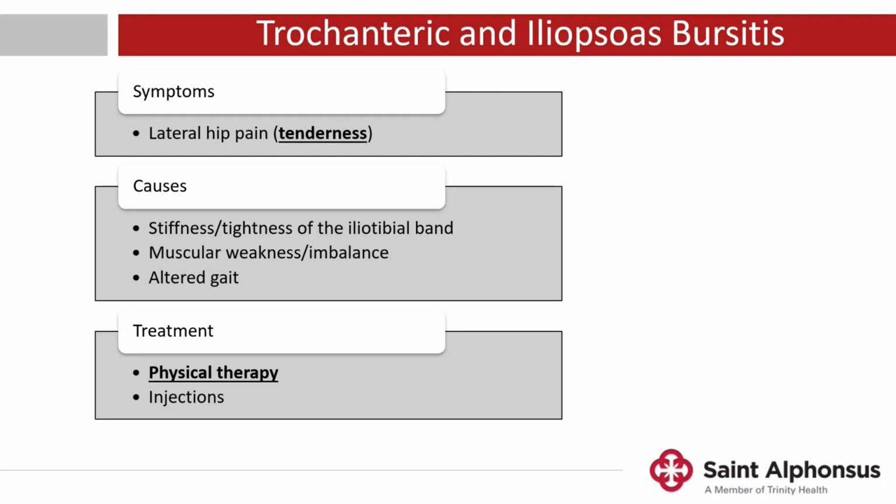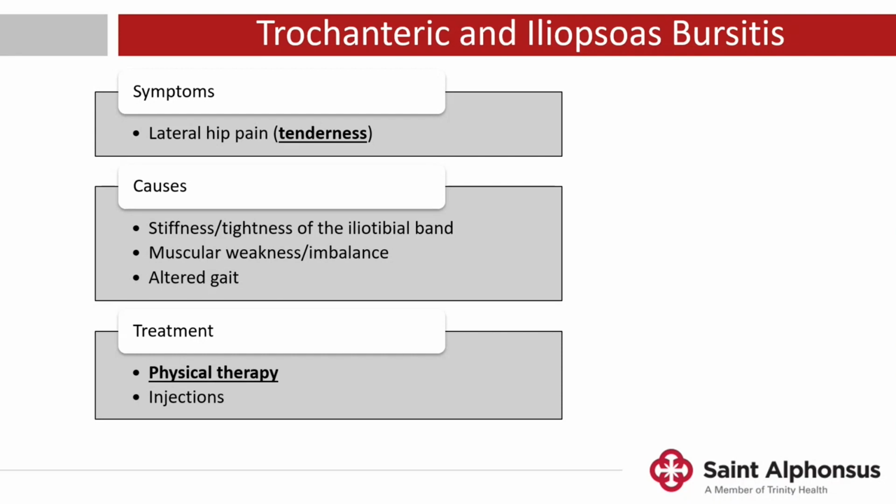This is caused by stiffness or tightness of the iliotibial band, which is a large tendon-like structure that goes on the outside of the hip, and also a weakness of the muscles around the hip, particularly abductor muscles, and those are muscles that allow you to move your leg out towards the lateral portion of your body. And also altered gait. People who've had a chronic limp often get this type of a problem.